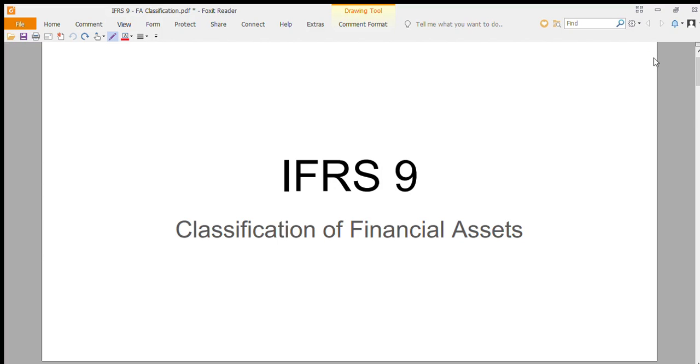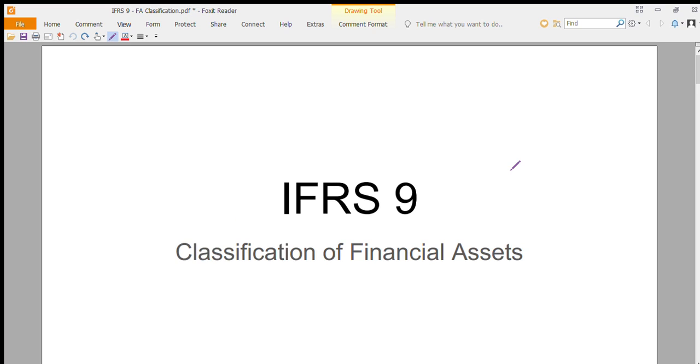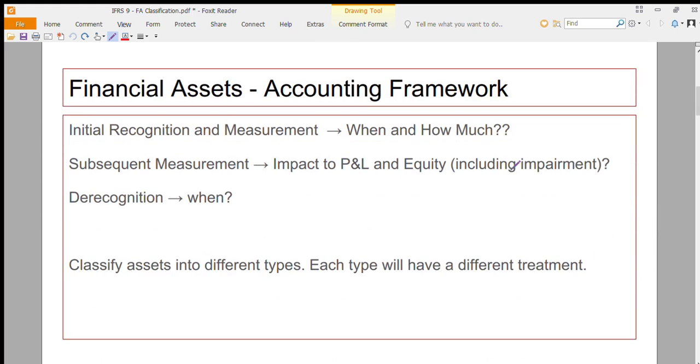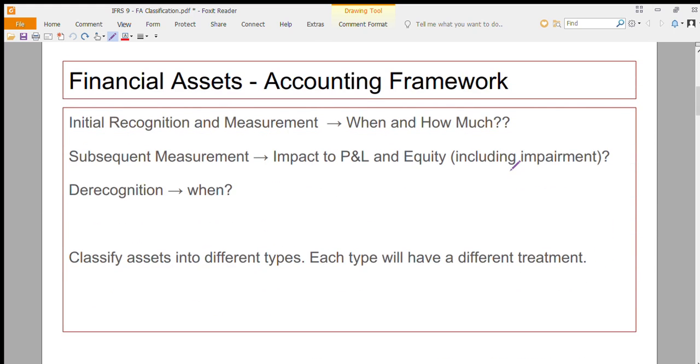Hi, we are going to look at a classification of financial assets in IFRS 9 today. This is not the entire standard. This is just classification of financial assets, a part of IFRS 9. This video should give you a very good overview about how financial assets are classified and what is the impact of classifying financial assets under a particular category.